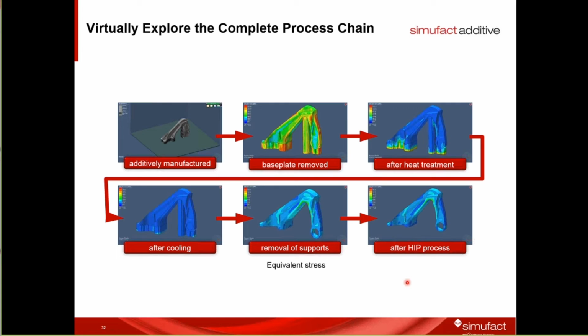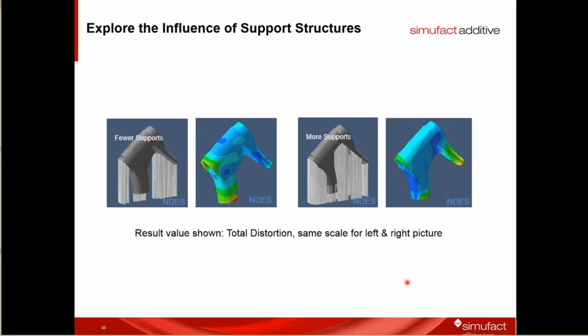We can automatically chain this, no restarting, no going to different simulation tools to look at the complete deformation and the residual stresses. We can also look at the influence of support structures. So in this configuration, we had fewer support structures, we had more deformation. Here we had more support structures, less deformation. But it will allow you to do the trade-offs of saying, okay, I have more support structures, but now I have more work in removing the support structures after I manufactured the part.